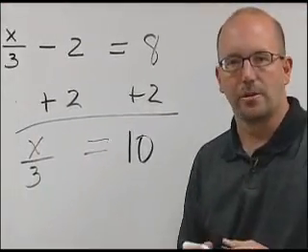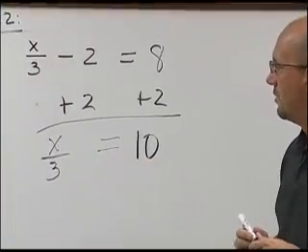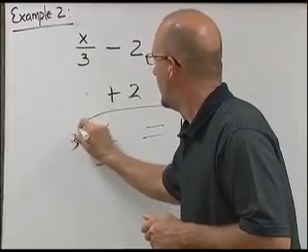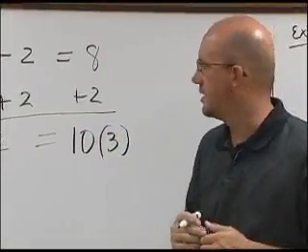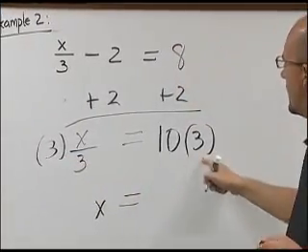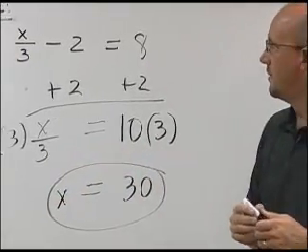Now, again, this looks like a problem that we had from podcast 2. Our variable being divided by 3. To undo the division, we will multiply. Have to do it to both sides. This leaves me with x equaling 10 times 3. That's an easy one. 30.